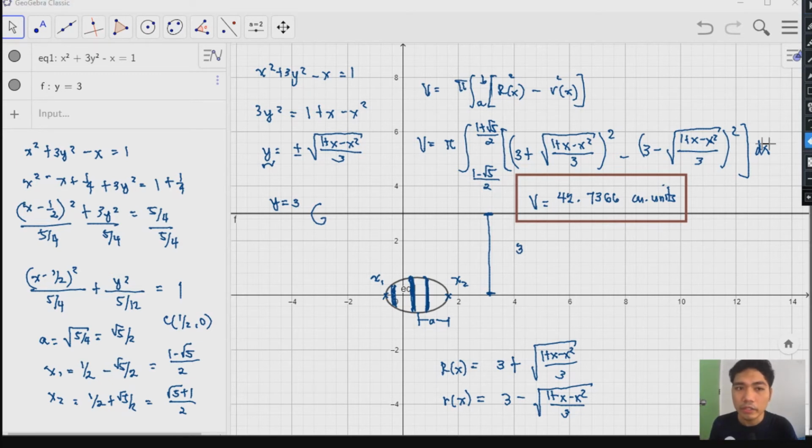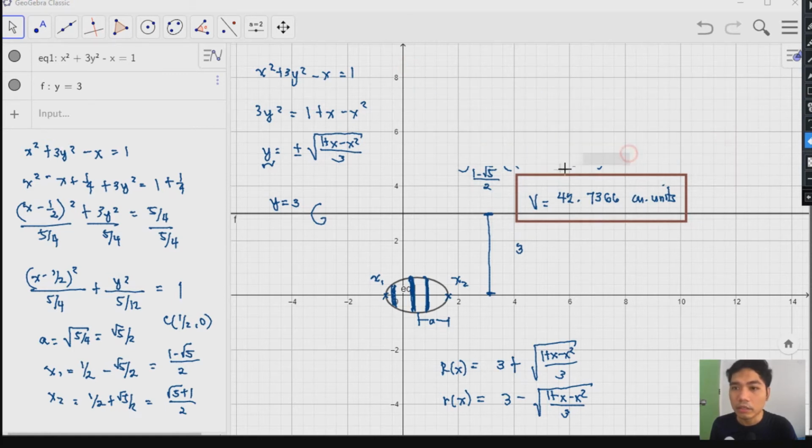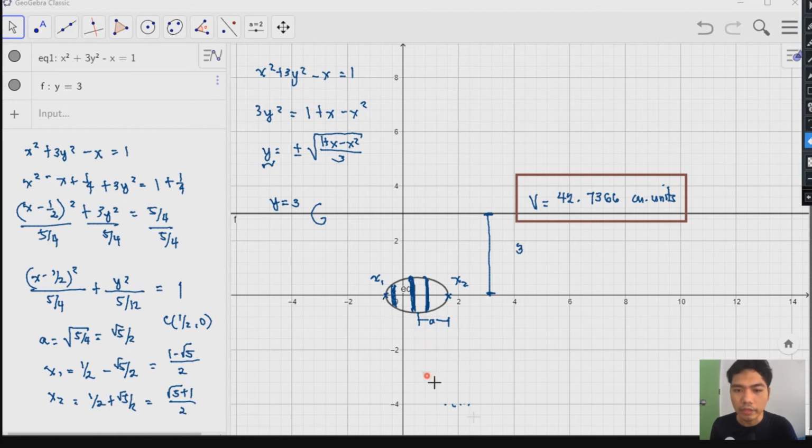So let me just, I think I'll be needing this still, and probably this one. So let me just remove this part. Okay, so I'll be leaving the correct answer so that we have some reference for the answer. And I don't think we still need this. Kaya ba natin to? We don't need this anymore, so yeah.